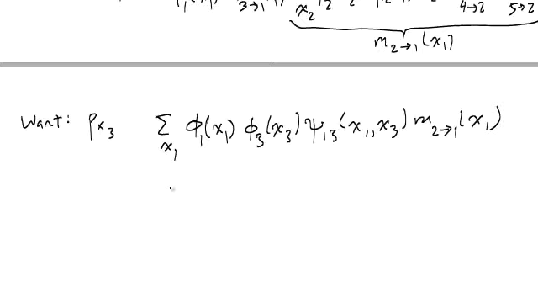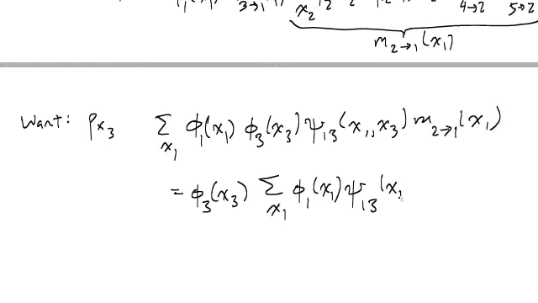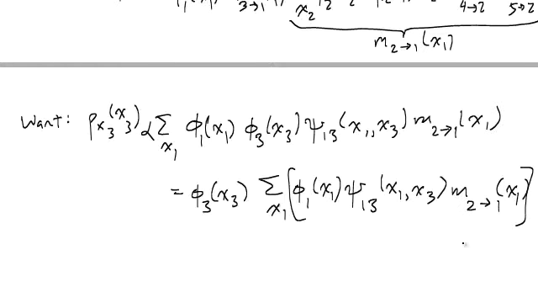And so we're going to push in this summation as much as possible. This is going to look like phi3 of x3 times sum over x1 of phi1 of x1 times psi13 of x1 x3 times the message from 2 to 1 of x1. Okay, and so this thing will just be proportional to the marginal for x3 at x3. And so note the pattern that has emerged. This is the message from, we're summing out x1 to, what is this a function of? Well, it's a function of x3.